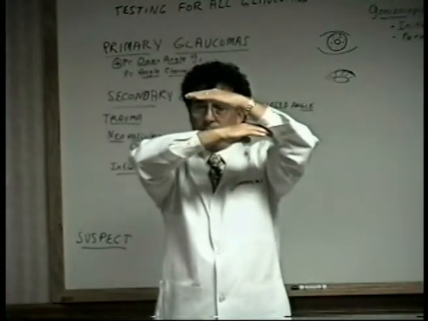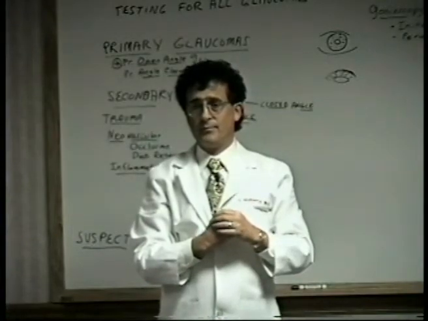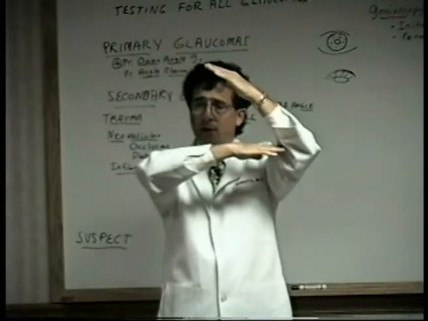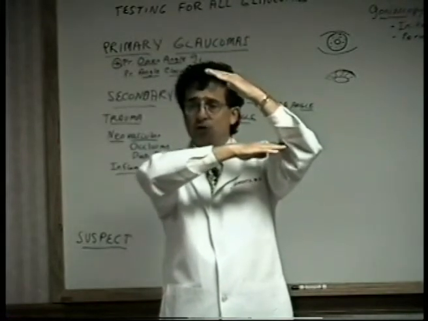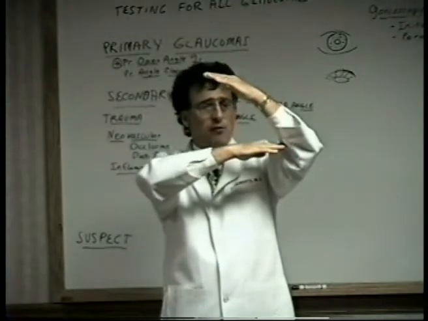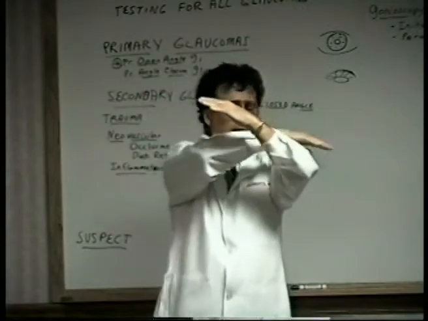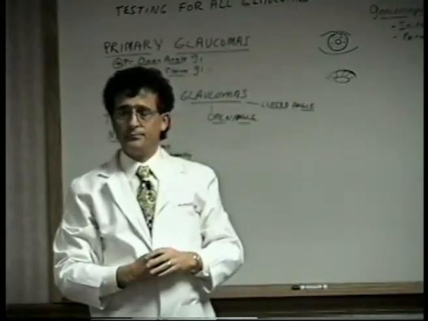The angle is the space right here at the very edge where they come together. The drain is right there where they come together, just above it, at the junction. Now the fluid that goes out there, you wonder, where does it go? It goes out through the wall of the eye and into the blood vessels and the lymphatics around the eye.